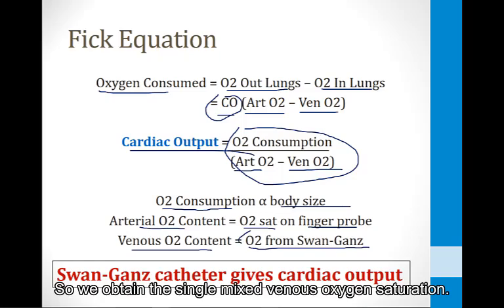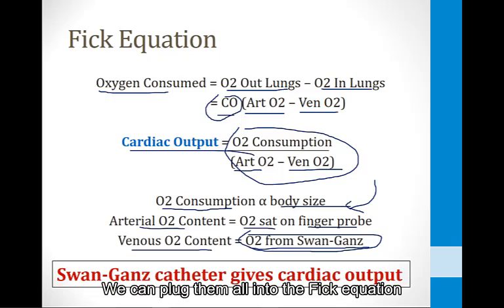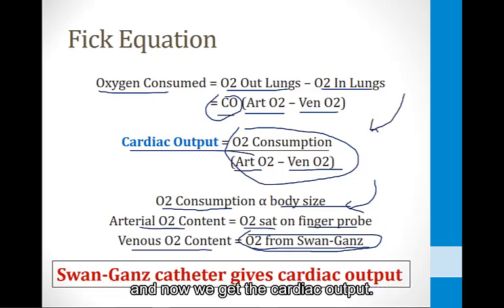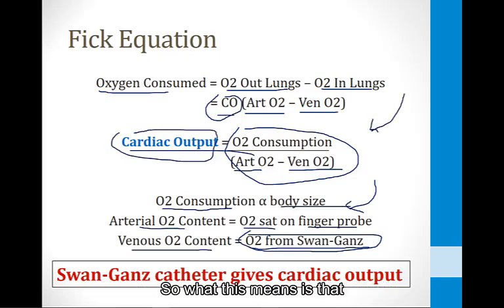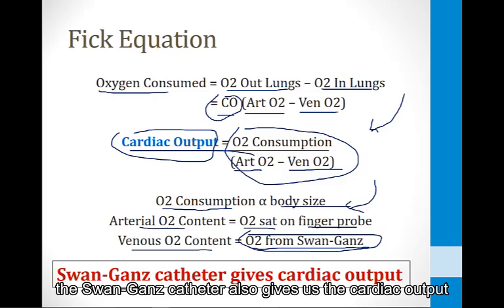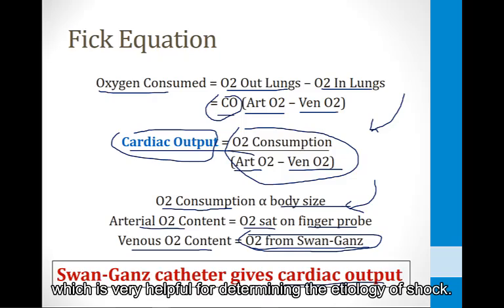So if we obtain this single mixed venous oxygen saturation, these other variables are easy to get. We can plug them all into the Fick equation, and now we get the cardiac output. So what this means is that in addition to the pressures in the heart, the Swan-Ganz catheter also gives us the cardiac output, which is very helpful for determining the etiology of shock.